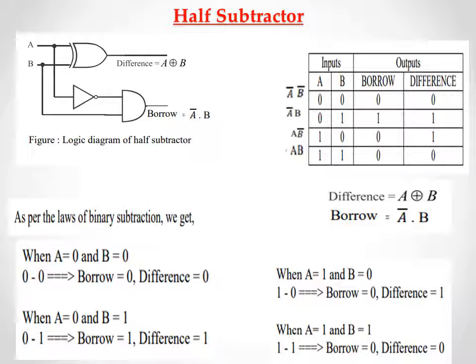Now we are going to implement the expressions by using logic gates. So this is the logic diagram. A exclusive-OR B is implemented by using the XOR gate and A bar B is implemented by using the NOT gate and AND gate.